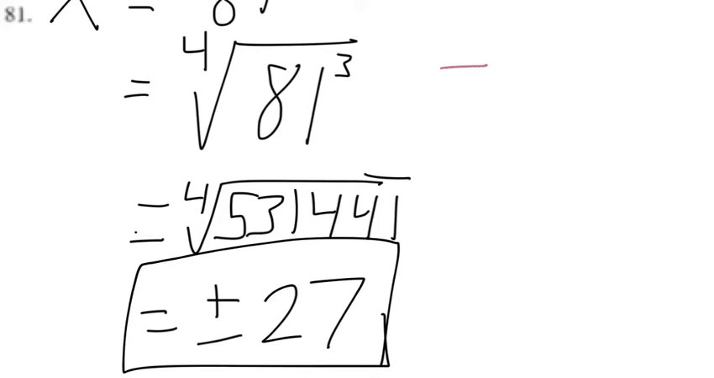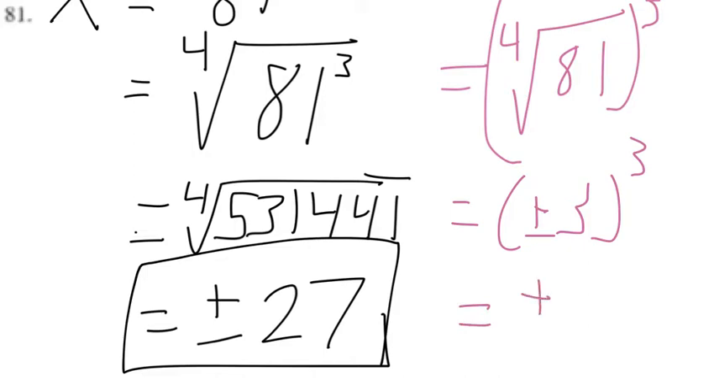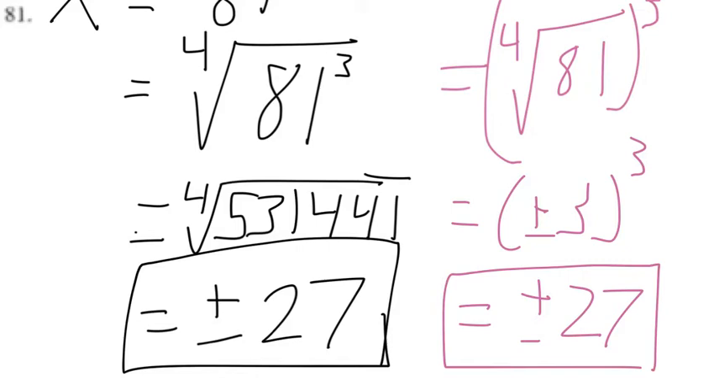Another way to do it is once you got to this point, you could have written it as the 4th root of 81. Then once you did that, raise it to the 3rd power. 4th root of 81 is just positive or negative 3 raised to the 3rd power. So if it's positive 3 raised to the 3rd power, it'd be positive 27. And if it's negative 3 raised to the 3rd power, it'd be negative 27. That's another way you could have done it.